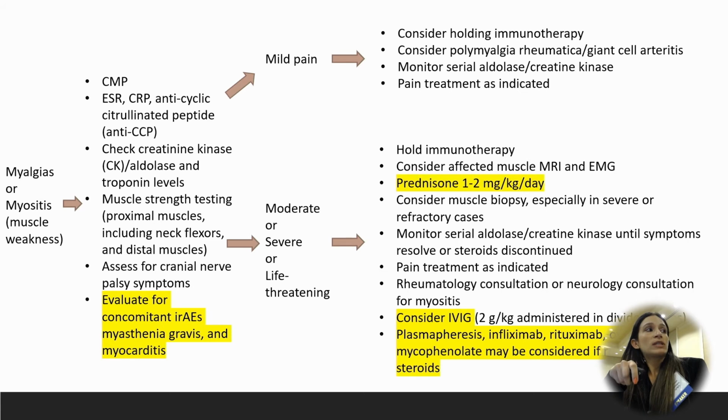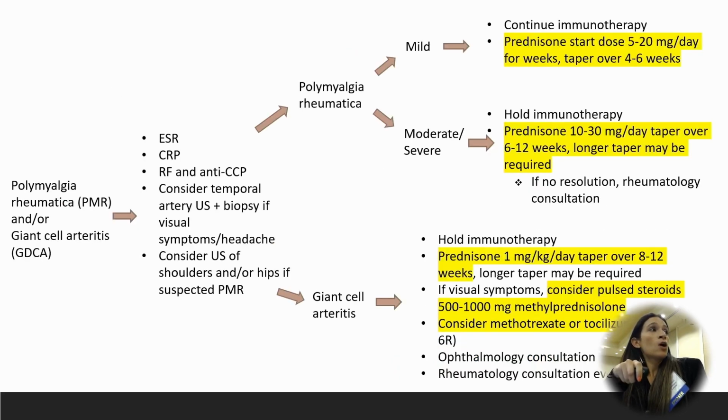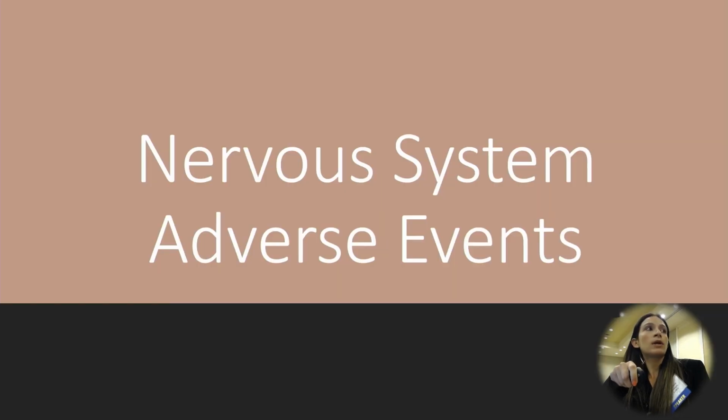Myalgias and myositis, once again, sometimes they are along with myocarditis. Same thing, we're going to assess which level it is. Hold, high-dose prednisone, maybe some muscle testing, IVIG, and even plasmapheresis, infliximab, rituximab, in order to help with the suppression. Polymyalgia, pretty much the same. Then we have giant cell arteritis. Same thing, we can continue, and then for moderate, we hold. We do steroids. Same things for this. Basically, I'm showing you that it's the same thing, but there's not necessarily a red flag to say you cannot continue with immunotherapy if they do develop the side effects.